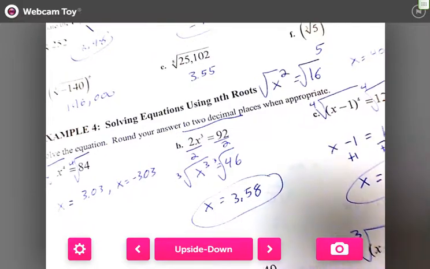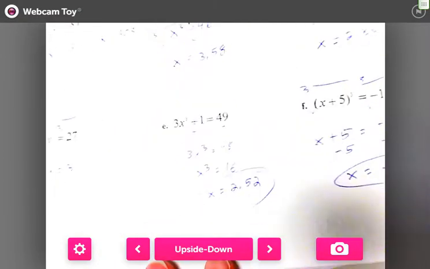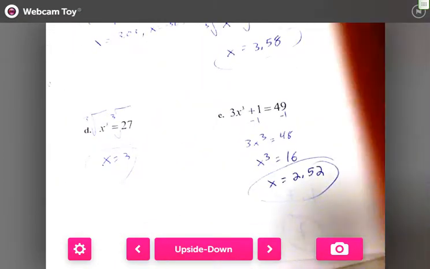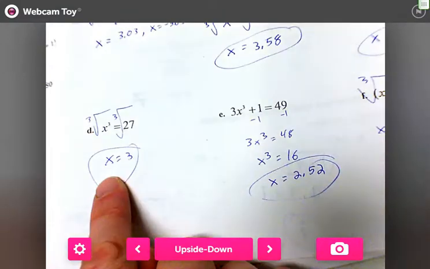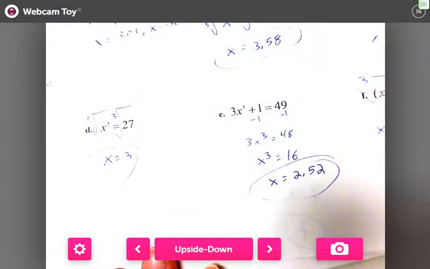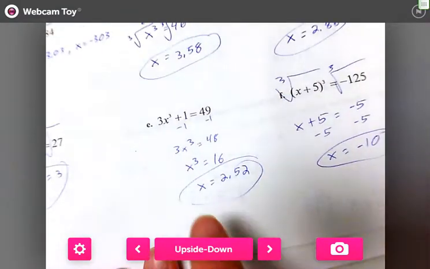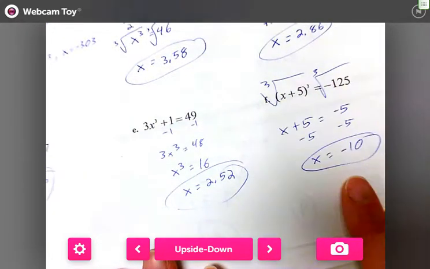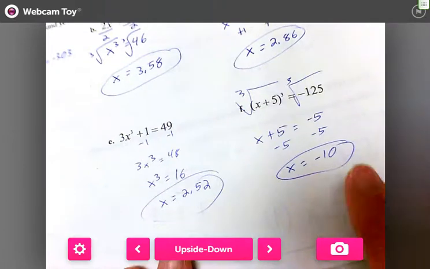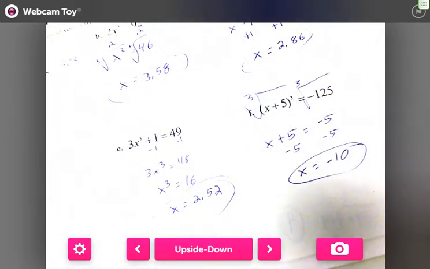It's a decimal. All right, so ladies and gentlemen, this is it. I need your attention in 5, 4, 3, 2, 1. D is x equals 3. Just had to do the third root for it. E is 2.52. And F is going to equal negative 10. E or F, do you guys want me to go over either of those or both? Both. Okay.